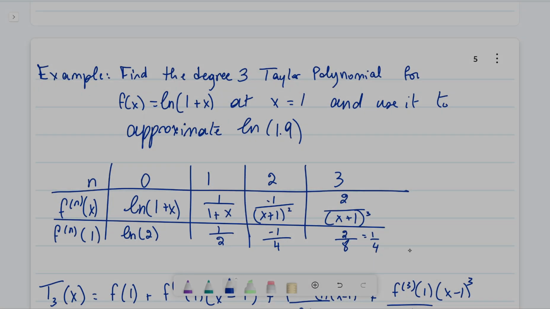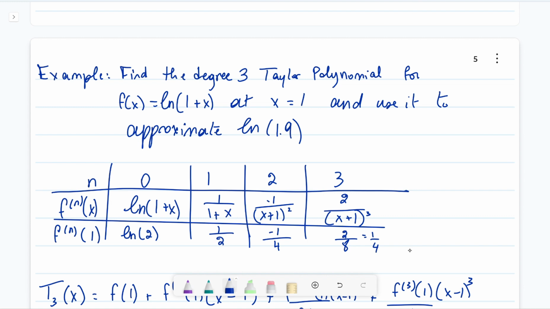Let us now move to another example about Taylor polynomials. Find the degree 3, or third degree, Taylor polynomial for f of x equals ln of 1 plus x at x equals 1, and use it to approximate ln of 1.9. First of all, as usual, we draw the table. We want the third degree, so we reach in the table up to number 3. And then we put the nth derivative of f of x here, and we evaluate at 1 because they asked for x to be 1.